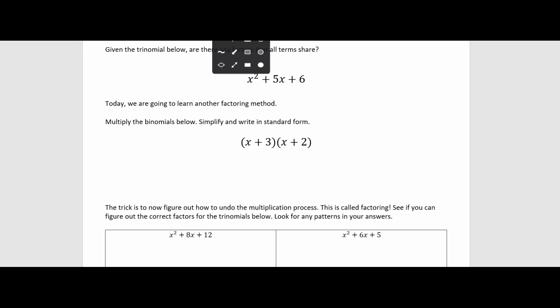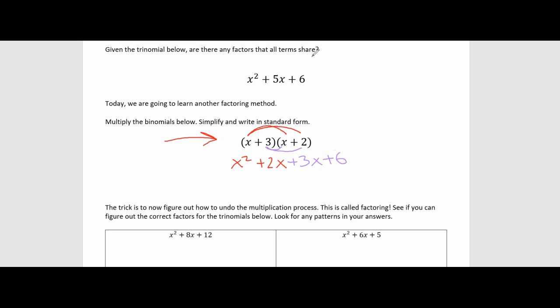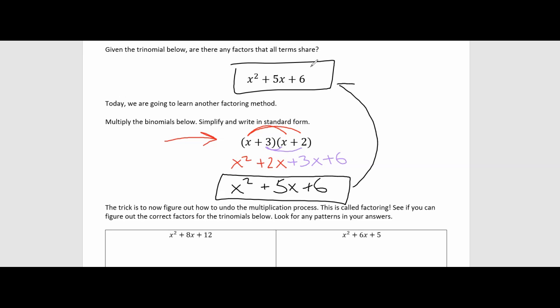So take a look at these two binomials down here, and just pause the video and multiply those together, simplify, and see what you get. Okay, so I'm going to get x squared plus 2x plus 3x plus 6. And if I simplify, I get x squared plus 5x plus 6. Well, look at that. That looks like the trinomial we saw up above.